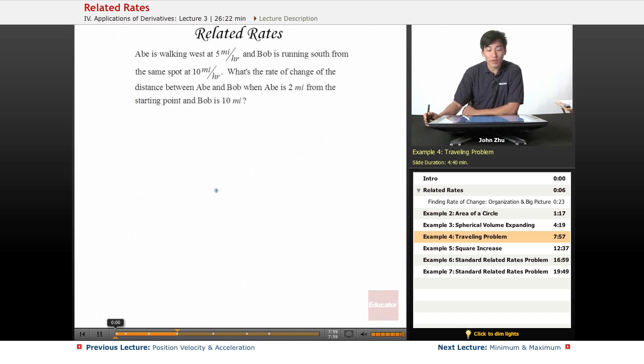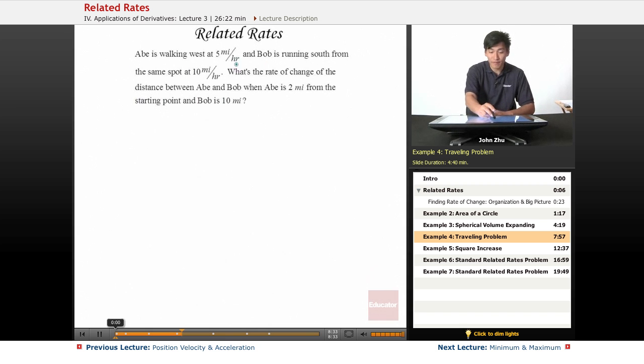Another typical related rates problem you'll see on the AP exam is a traveling problem. When you have two objects traveling in different directions, we have to analyze their paths in relation to each other. So one object is going to have a relationship with time that's different from the other object. It's kind of like the same as volume change and surface area change and radius change, just different context. So let's take a look at this example.